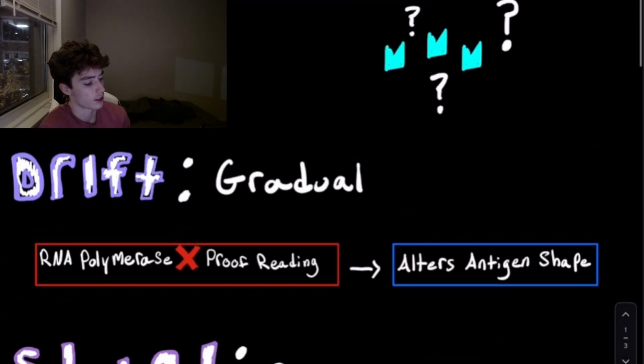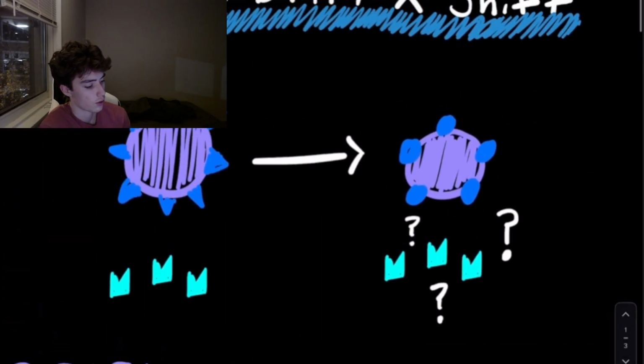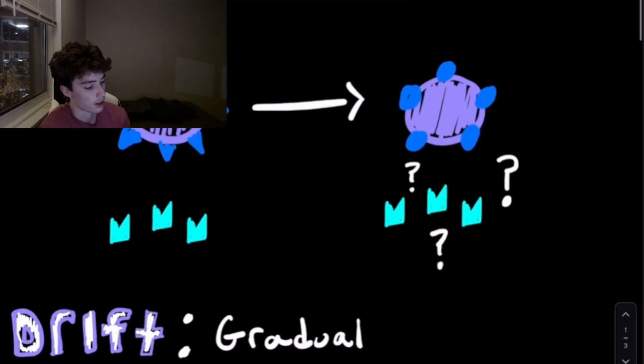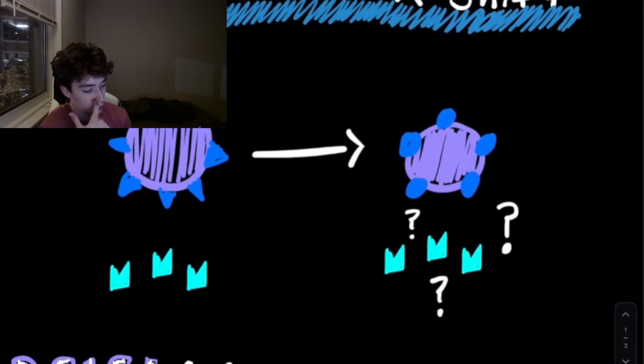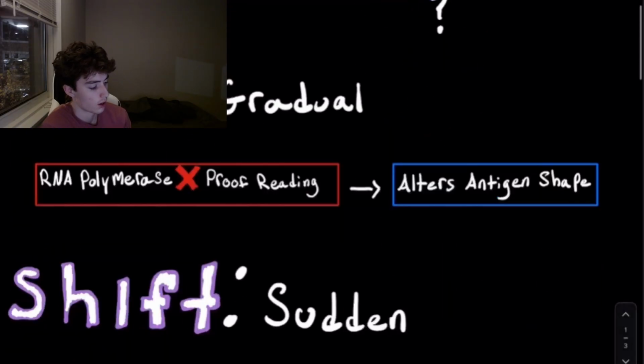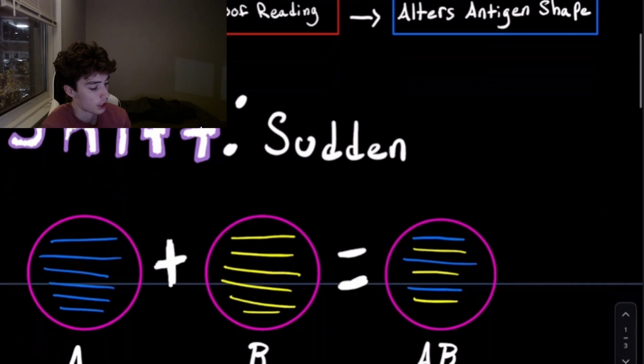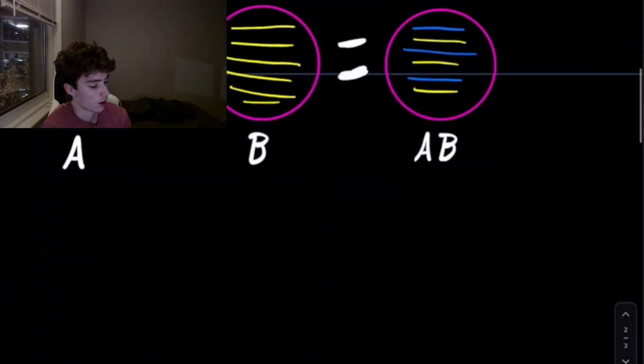So overall, antigenic drifts are gradual, they are continuous, and they are the change of glycoproteins or surface antigens, usually through mutations. And then antigenic shifts are immediate, sudden changes as a result of genetic reassortment.